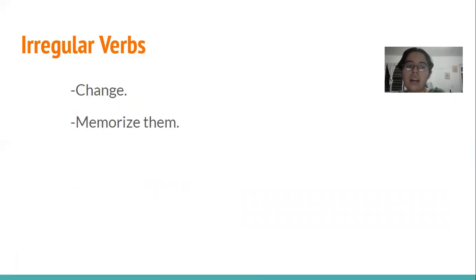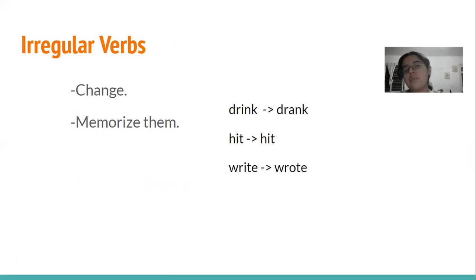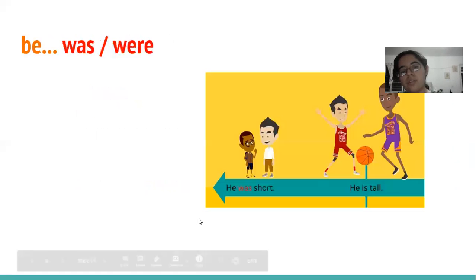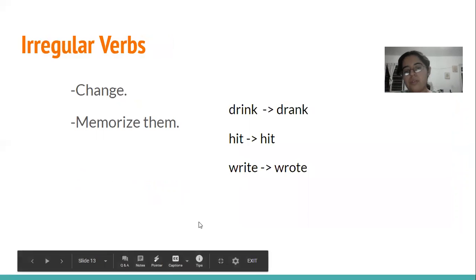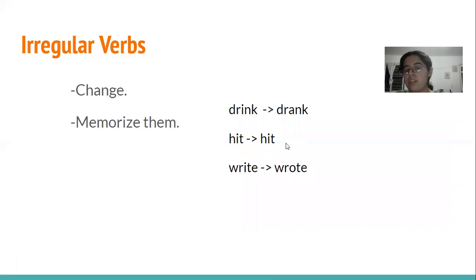Then, like we have seen, irregular verbs, they're different because they change. They don't have like the ed. So we have to memorize them. For example, drink, drank, hit, hit, and write, wrote. So here, hit, it's the same. So it doesn't have ed, it's still irregular.